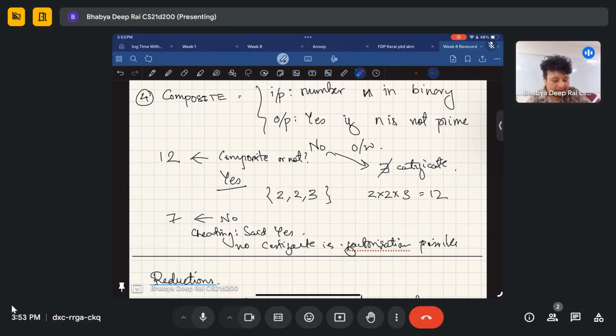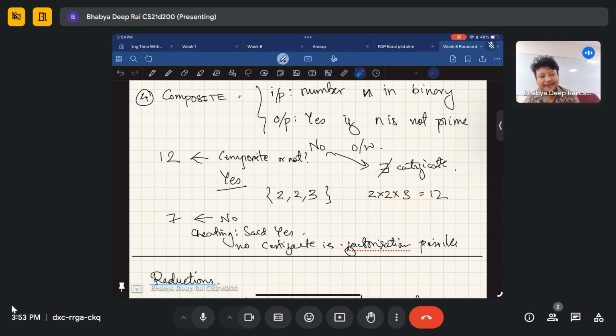So what you'll do is, you can say that this is composed of several other numbers. That is, just give me the prime factorization of this, or just give me any factorization of this. And what I'll do is I'll just verify if this factorization is valid. That is, I'll multiply them, and then I'll get 12.